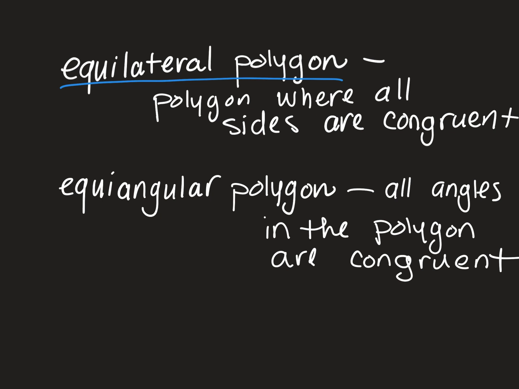And the last one we have is called a regular polygon. That is just a polygon that is equilateral, so all the sides are the same length, and equiangular, so it has congruent sides and congruent angles.